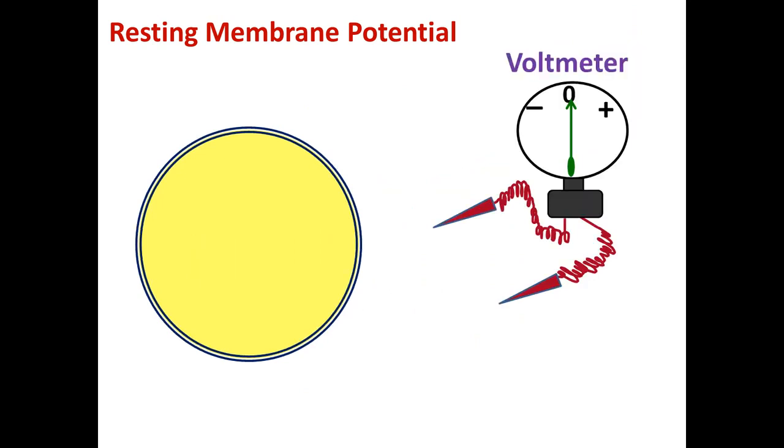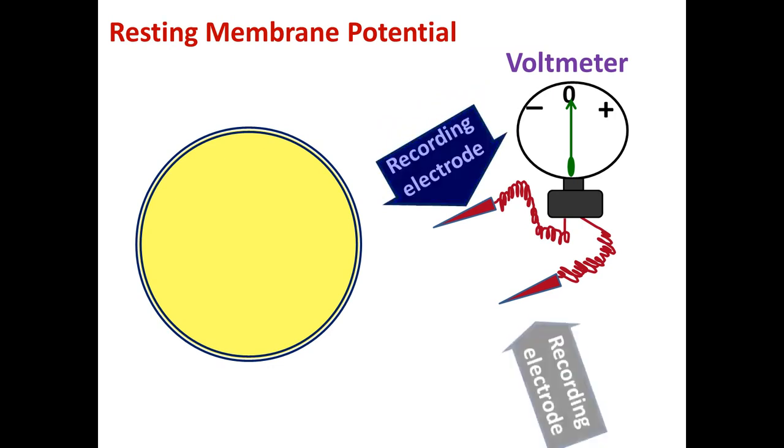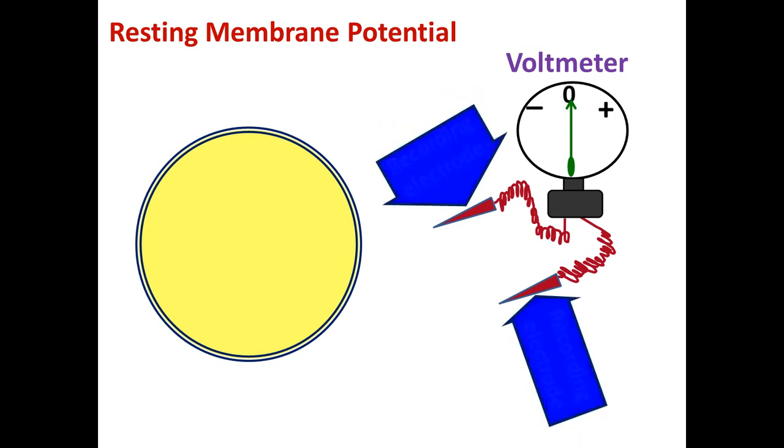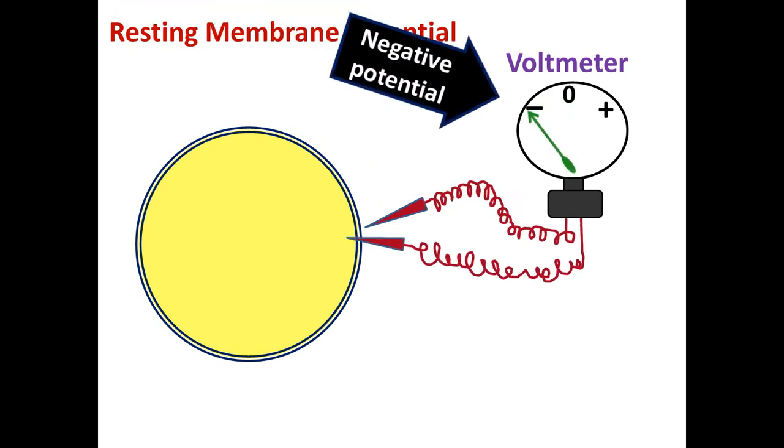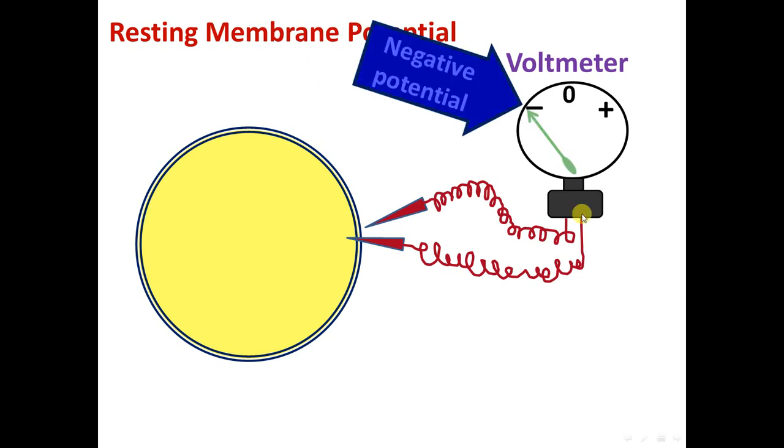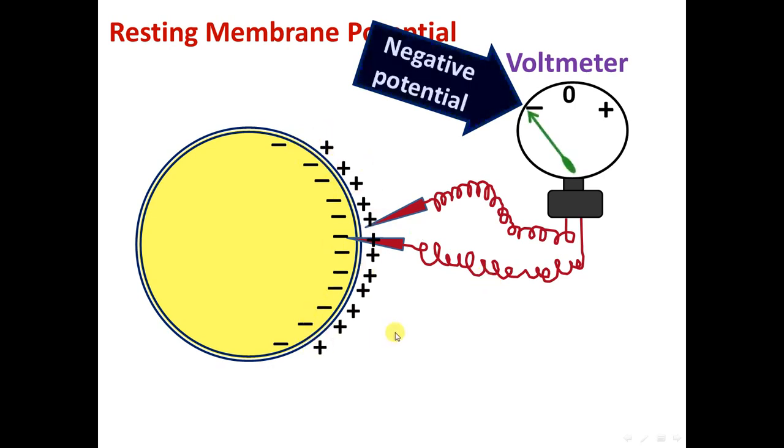This is found by putting the recording electrodes of a voltmeter, one inside and the other outside the cell. So there will be a potential difference, and we will see the voltmeter moves toward the negative charge. That's to say, there is negative charge inside the membrane in relation to the outside. The membrane interior is negative in relation to the membrane exterior.